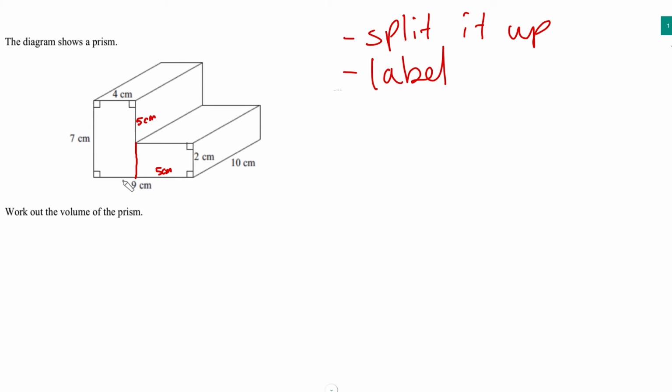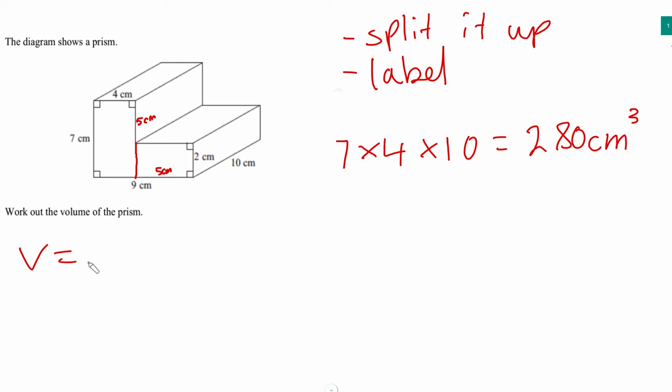So this section over here, we're going to do 7 times 4 and then multiply the entire thing by 10. So that is going to equal 280 centimeters cubed. Remember the formula for volume: volume is equal to length times height times width. The length is going to be 10, the height is going to be 7, and the width is effectively going to be 4. So 7 times 4 times 10 is that. The other way you can think about it is work out the value of the face, this bit over here, and then multiply it by the entire length, which is what we've done.